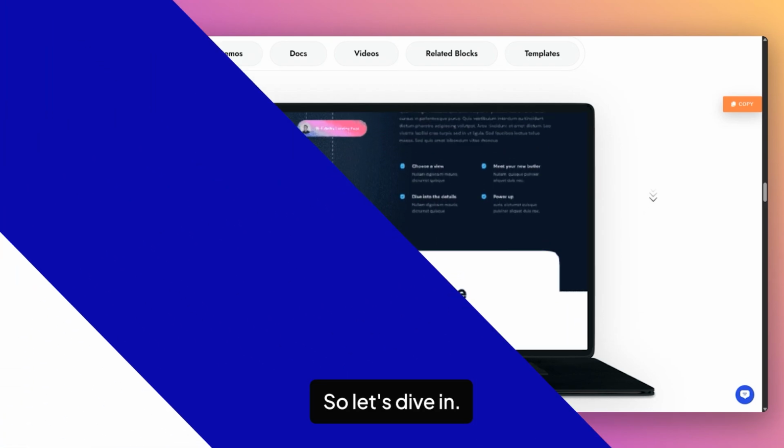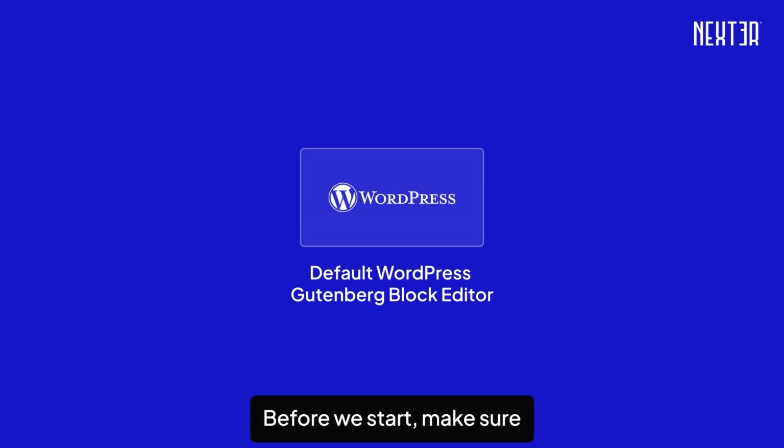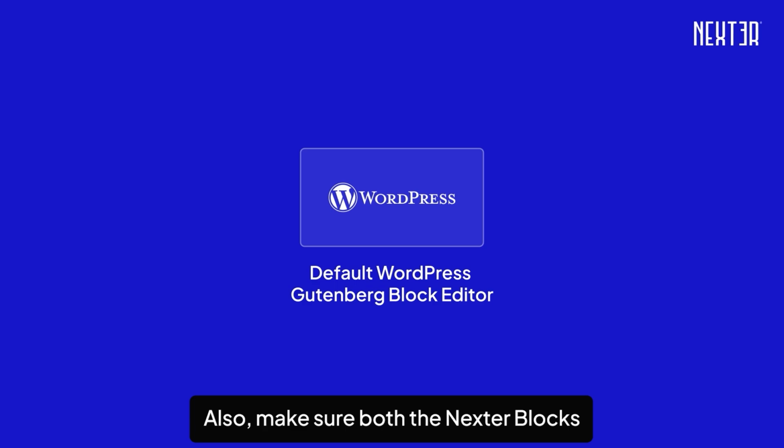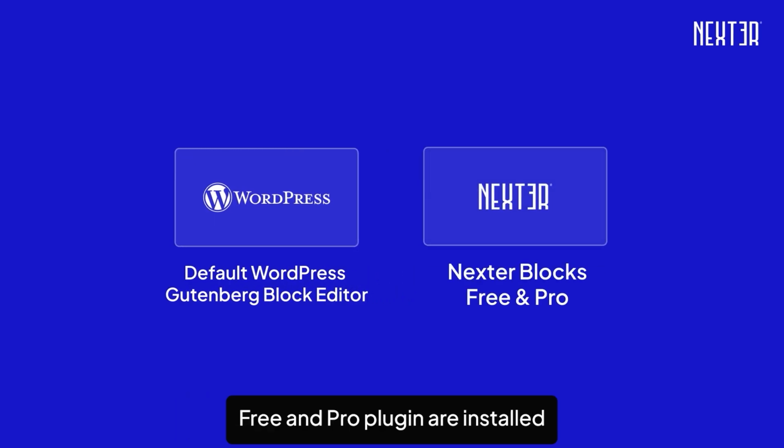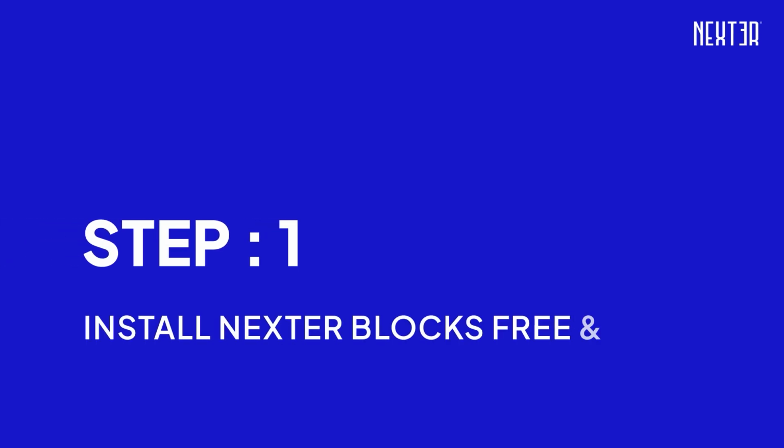So let's dive in. Before we start, make sure the default WordPress Gutenberg block editor is active on your site. Also make sure both the Next2Block Free and Pro plugin are installed and activated on your site. Step 1. Install both the Next2Block Free and Pro plugin.